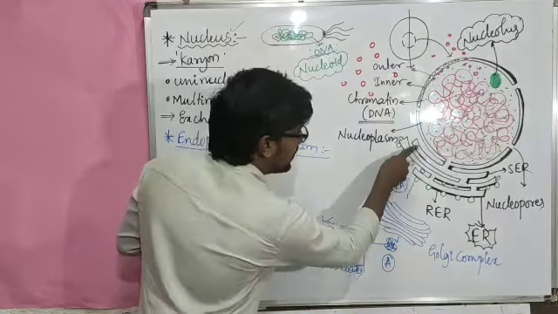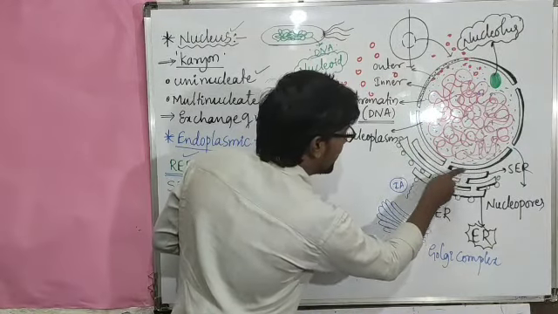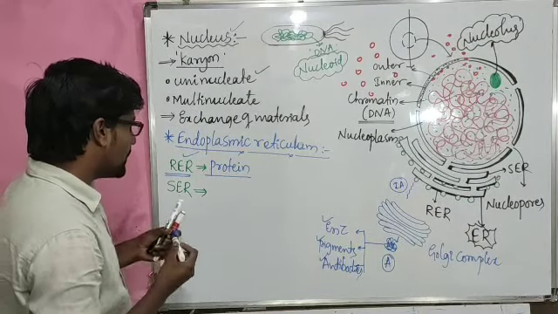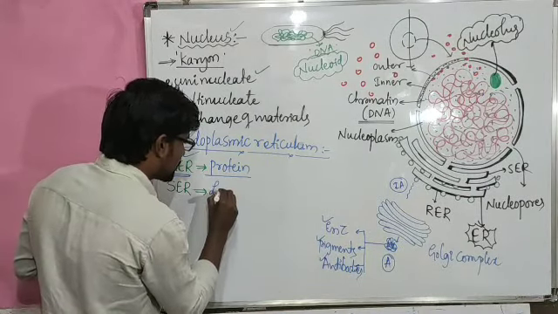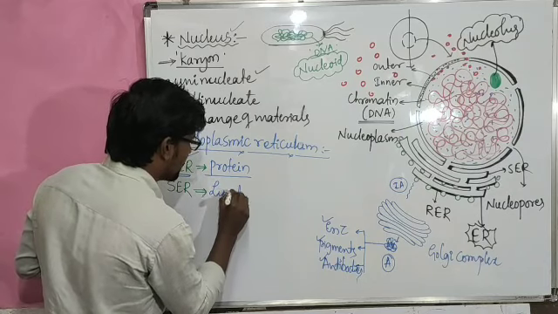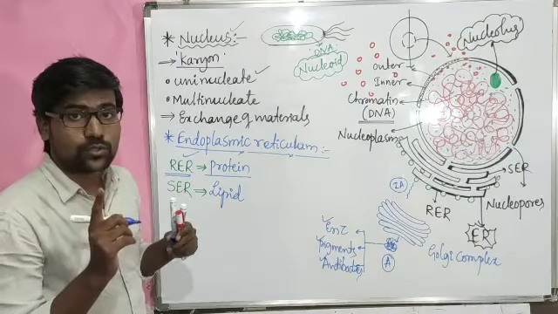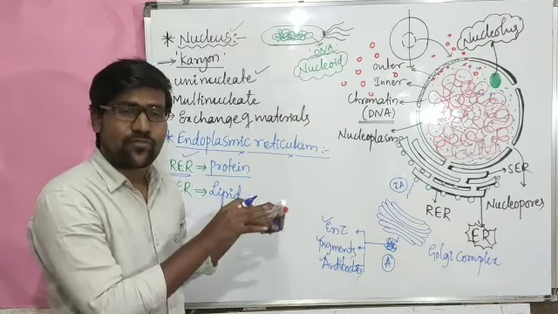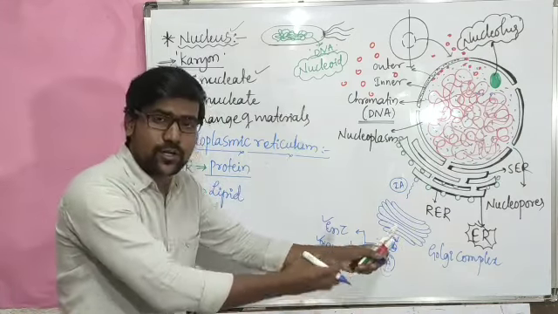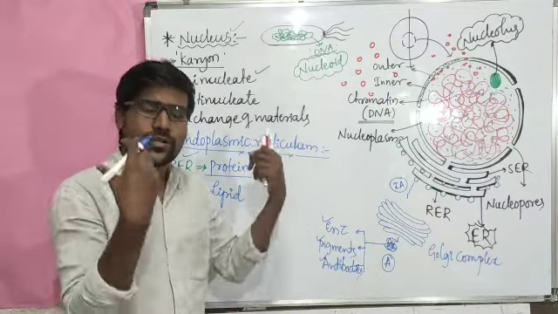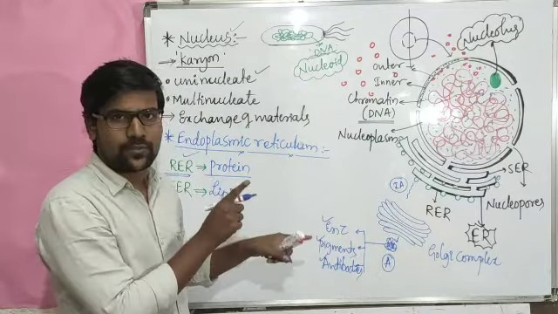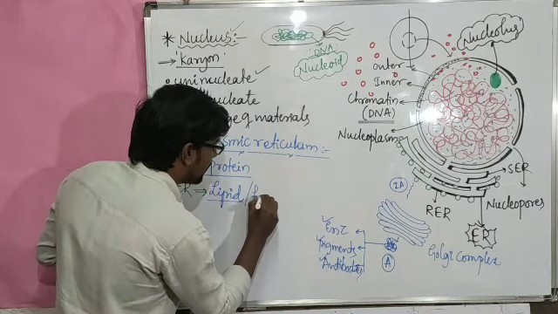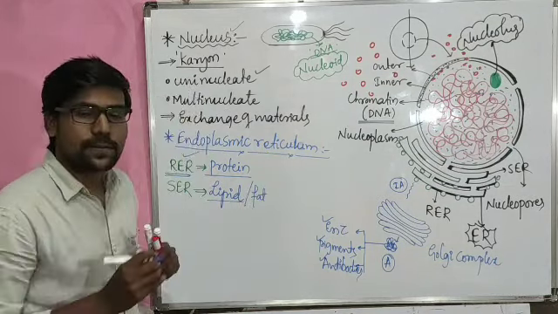So this portion is smooth endoplasmic reticulum, not attached with the ribosome. Its major function is production of lipid. And one more thing, here I am just giving the major functions. Apart from this, endoplasmic reticulums will produce vast chemicals or different molecules, but here I am giving just the major molecules. So it helps in the formation of fat or lipid molecules.